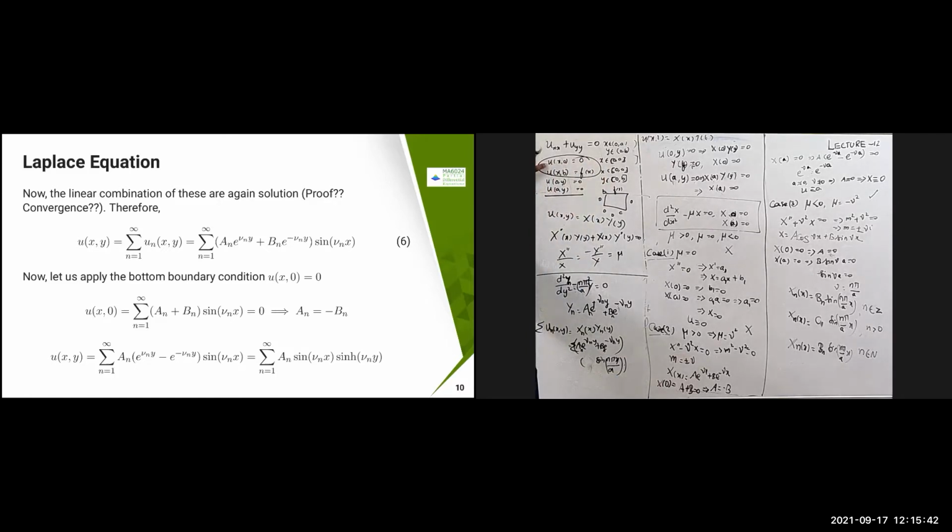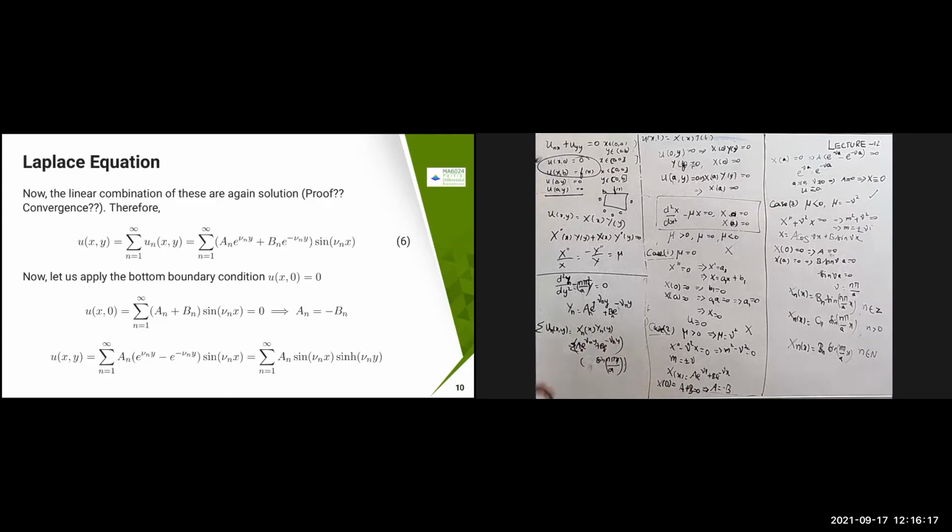So if you substitute u(x, 0) equal to 0, then what you are going to get is a_n plus b_n is going to come, multiplied by sin(nπx/a). This total is going to be 0, which means each term is going to be 0. Either this is going to be 0 or the other is going to be 0, but sin is non-zero, so it is not necessary that it is always there. So you are going to get a_n equal to minus b_n.